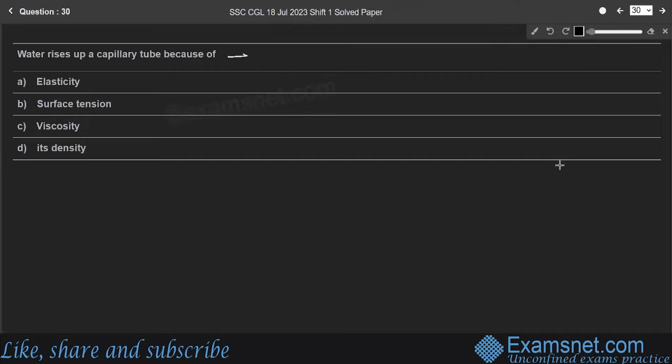Question 30. Water rises up a capillary tube because of. Options are elasticity, surface tension, viscosity, and density. Here, option B is the right answer. Because of surface tension, water rises up a capillary tube.